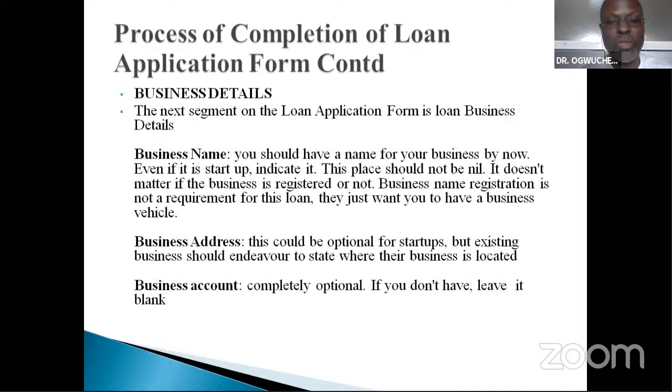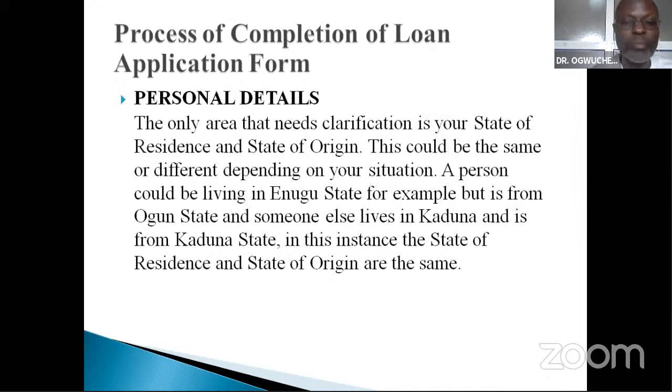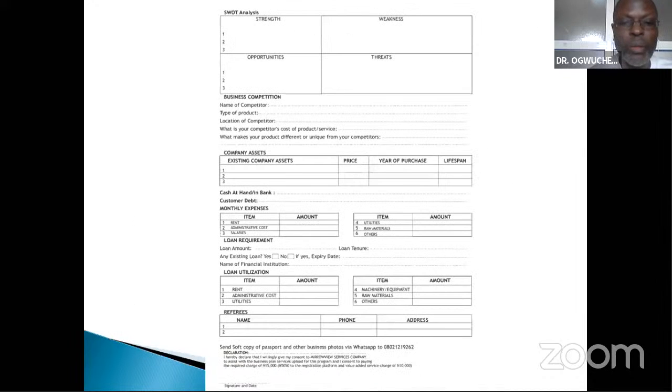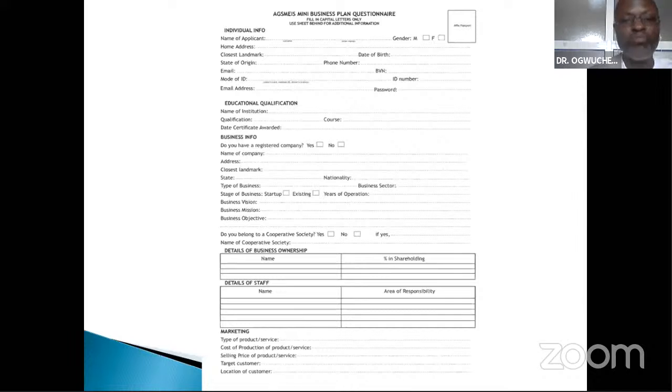So let's go back to our form again. Right, so back at our form. That takes care of type of business and the business sector. Then stage of business. At what stage is your business? Is it a startup or existing?